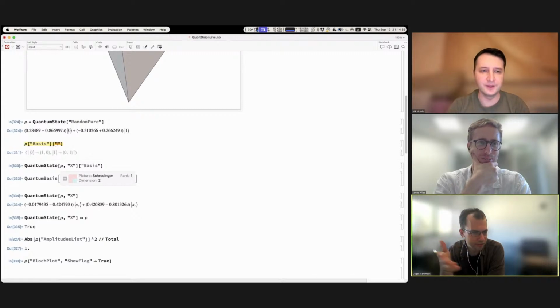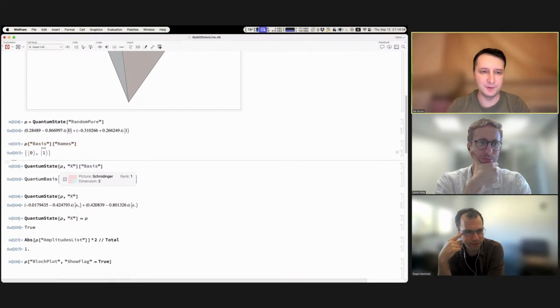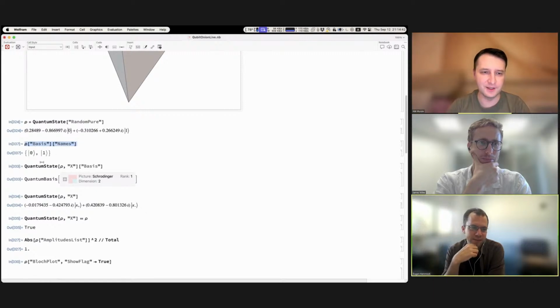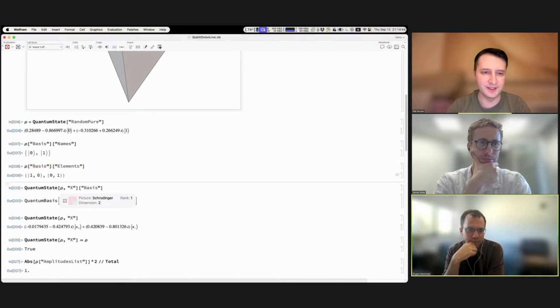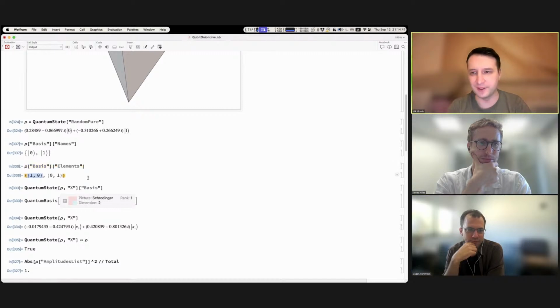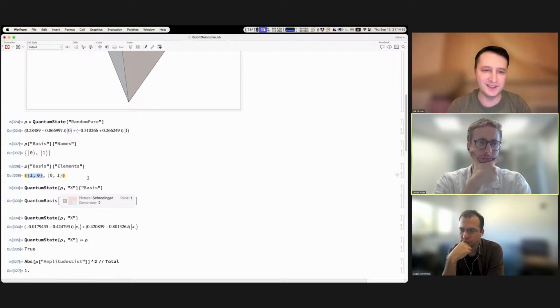It's not shown here, but essentially, instead of looking at the association, a basis consists of names and corresponding elements, which is just a list of vectors. So instead of associating them with an arrow and some weird brackets, you just get them separately.